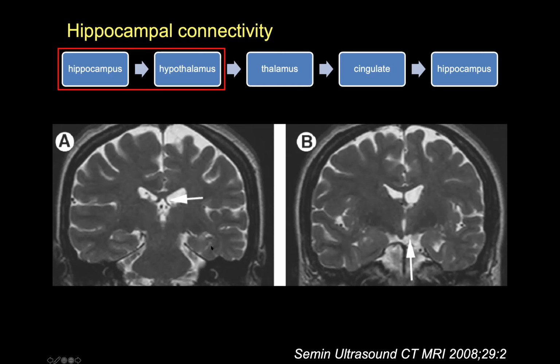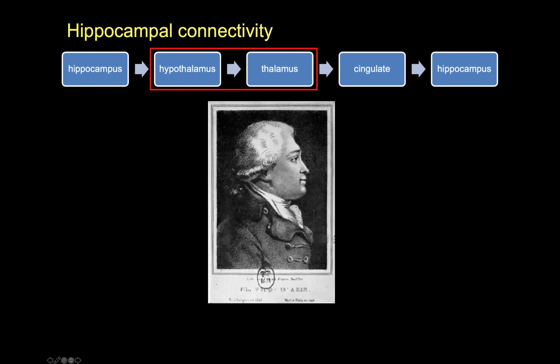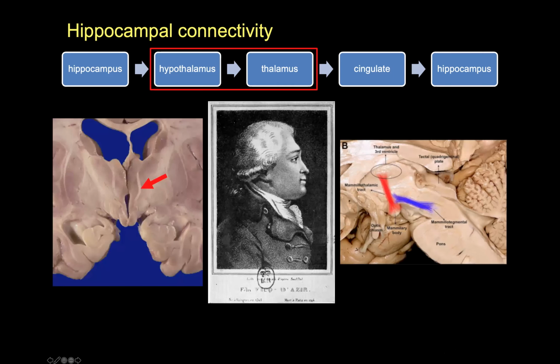So in my practice, when I'm looking at these sorts of scans, I don't always focus just on the hippocampus, but I look to see if there's asymmetries in the projections as well. And sometimes you can see even transsynaptic atrophy, as we see in cases like this.